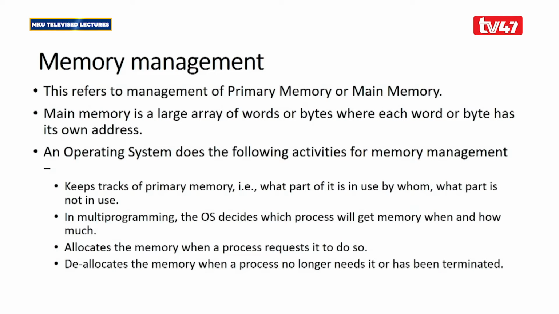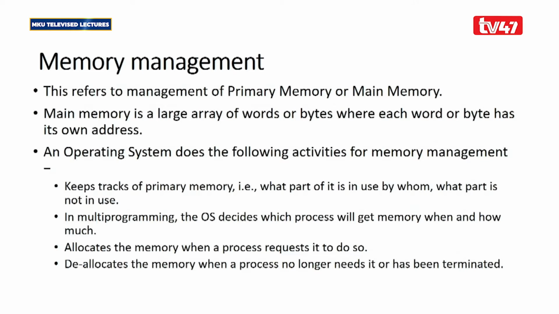Therefore, managing of memory is very important, and it's the role of the operating system to manage our primary or main memory. This is the memory that the central processing unit writes to or reads from when it's executing its tasks. So the main memory is a large array of words or bytes, where each word or byte has its own address, which we normally call the memory address.